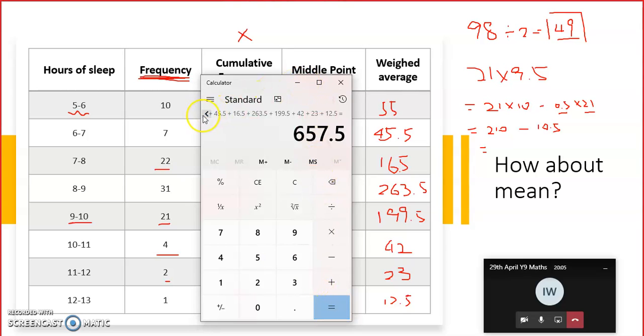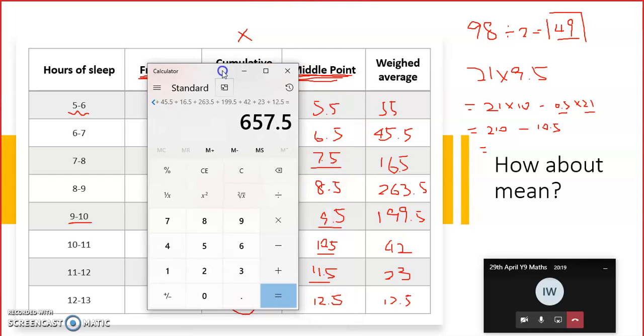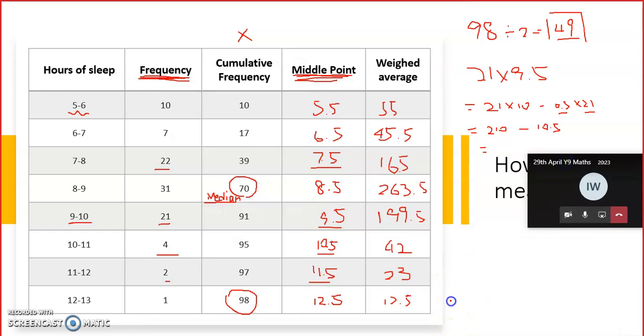So just a quick check because you can always check how many numbers. We have 1, 2, 3, 4, 5, 6, 7, 8 groups. So we need to have 1, 2, 3, 4, 5, 6, 7, 8 numbers. So looks about right. So we can say the total, if we add them up, is going to be equal to 657.5. That is my total number.